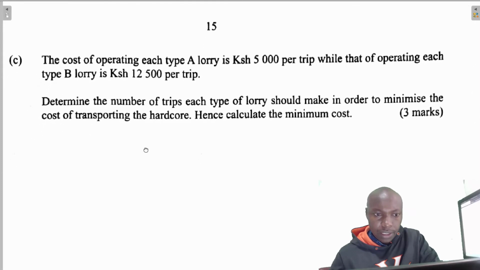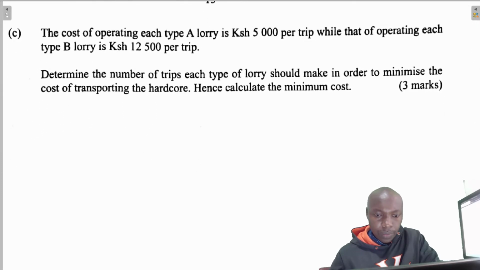This is part C of the question. The cost of operating each type A lorry is 5,000 Kenyan shillings per trip, while that of operating each type B lorry is 12,500 per trip. Determine the number of trips each type of lorry should make in order to minimize the cost of transporting the hardcore. Hence, calculate the minimum cost, 3 marks. So that is a question on linear programming.